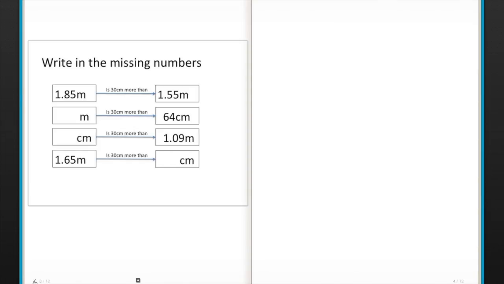Some metres is 30 centimetres more than 64 centimetres. Well, first of all, I'm going to add 30 centimetres to 64. And that equals 94. Now the box I've got to fill in is actually in metres, so I'm starting with 94 centimetres, high voice, high number. And I want to go to metres, low voice, low number.